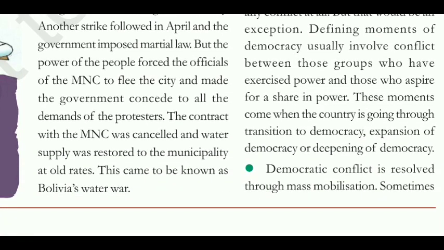But the power of the people forced the officials of the MNC to flee the city and made the government concede to all the demands of the protesters. The contract with the MNC was cancelled and water supply was restored to the municipality at old rates. This came to be known as Bolivia's water war.